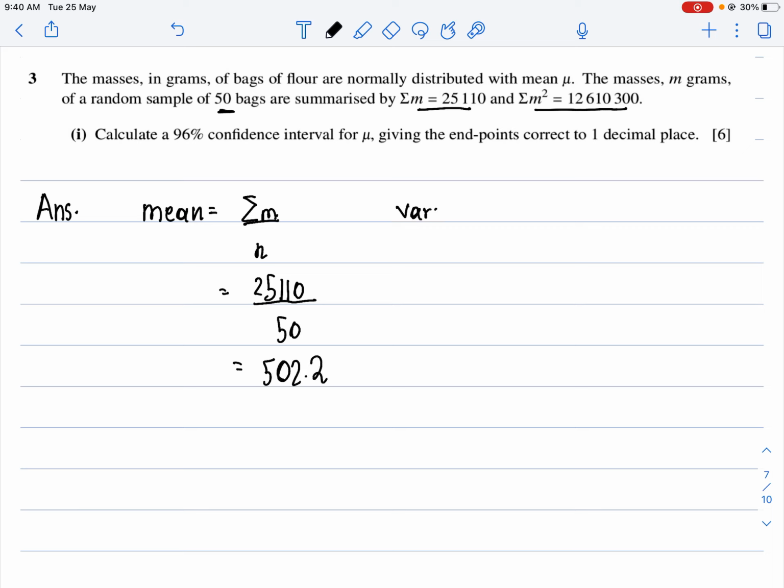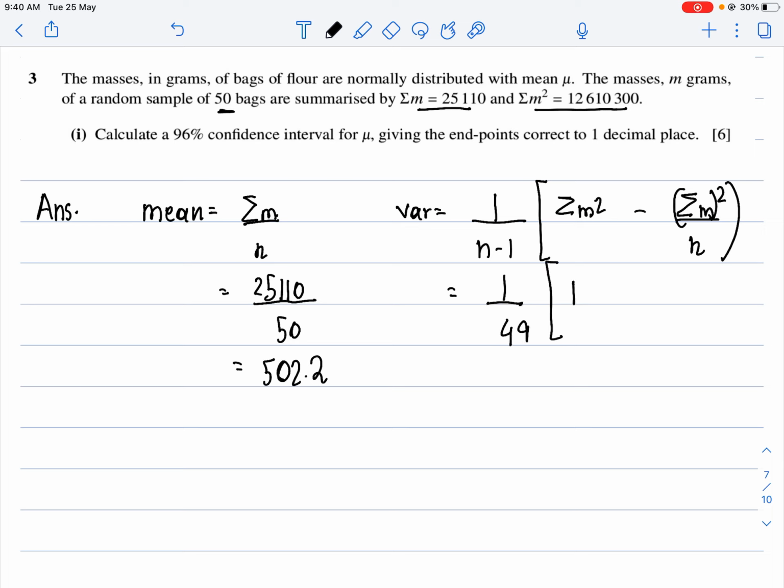And for variance, my formula is 1 over n minus 1 with the summation of m squared minus the summation of m the whole squared over n. So I can write this as 1 over 49 with 12610300 minus 25110 the whole squared over 50. Correct? So I can write this on the calculator.